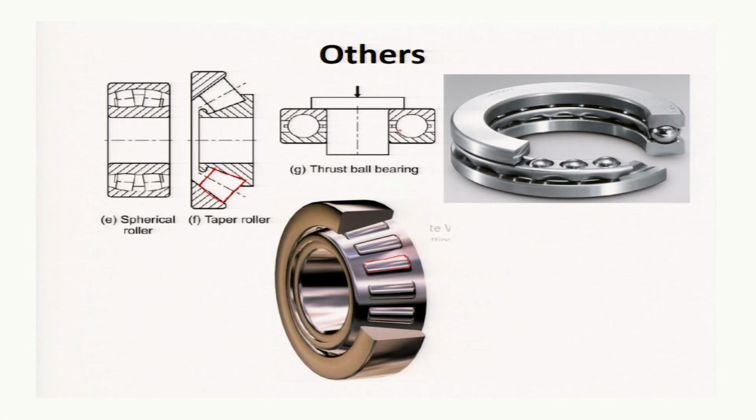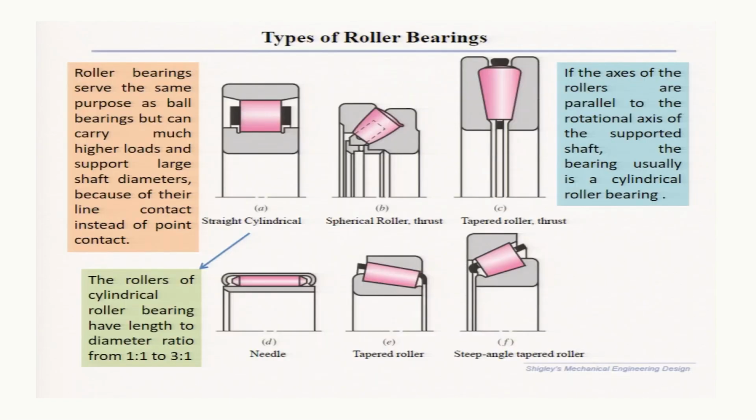This is the thrust bearing, and here the thrust bearing is shown. The two races are there, this upper race and bottom race, the case and the ball. There may be ball, there may be roller. Now types of roller bearings: the straight cylindrical, spherical roller thrust, tapered roller thrust, then the needle, you see the relative dimension of the length and the diameter, then the tapered roller, then the steep angle tapered roller.